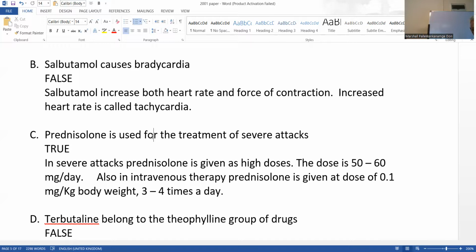Prednisolone is used for the treatment of severe attacks. This is about asthma. That is true. The dose is 50 to 60 milligram per day.